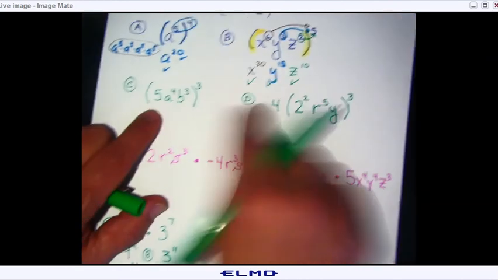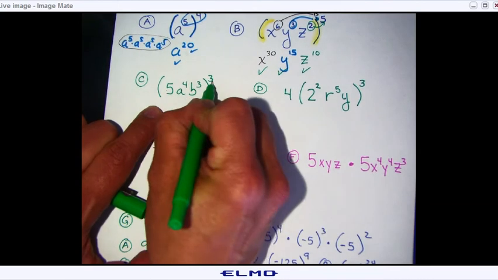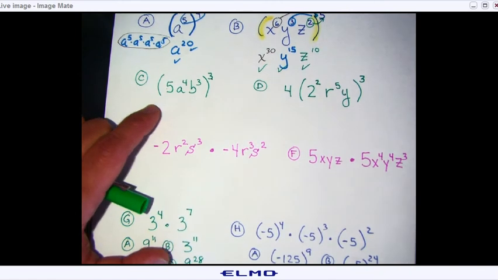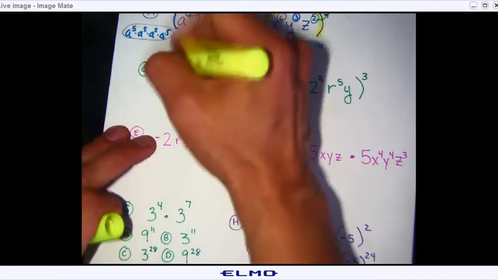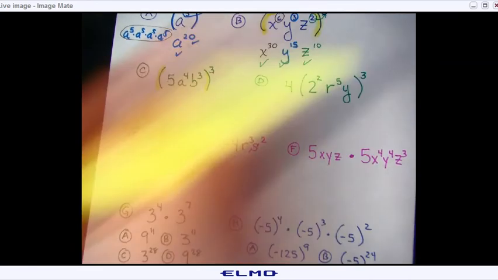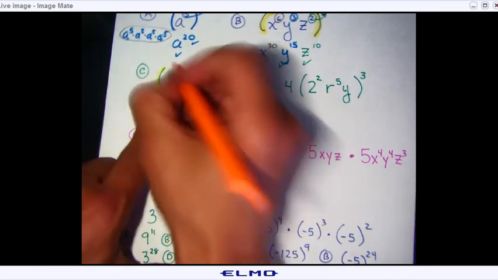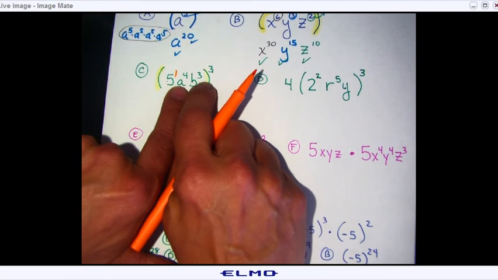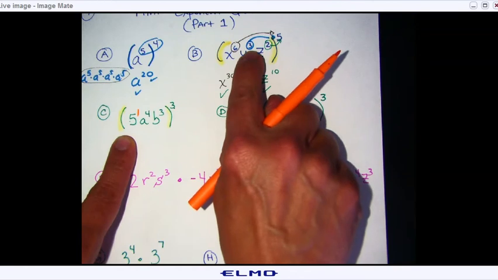All right, now this one, some of you guys put 5 times 3. No, it's not 5 times 3. It's 5 to the power of 3. That's why this whole thing in parentheses is a power. See how it's in parentheses? So what you want to do, this is what I told you guys: just put a 1 everywhere. So the 5 has a 1, this one has a 4, and the b has a power of 3. Then go ahead and multiply, just like what we did over here.